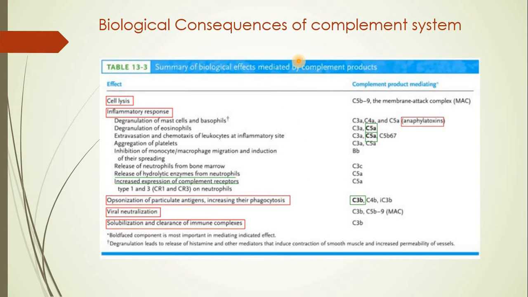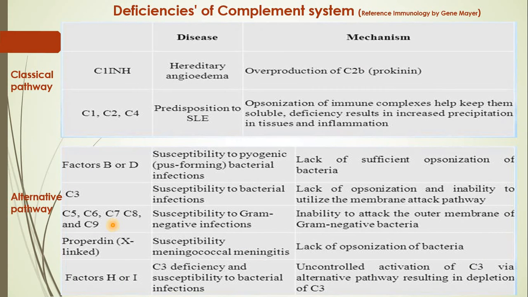So what are the consequences of the complement system? It helps in causing the cell lysis. It causes inflammatory responses. It brings about opsonization. It causes viral neutralization by solubilizing and clearing of the immune complexes, that is antigen antibody complexes.